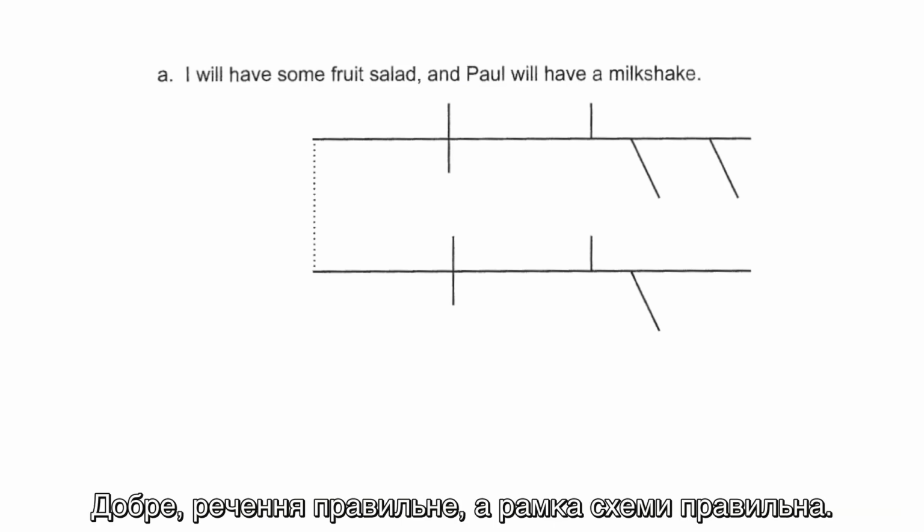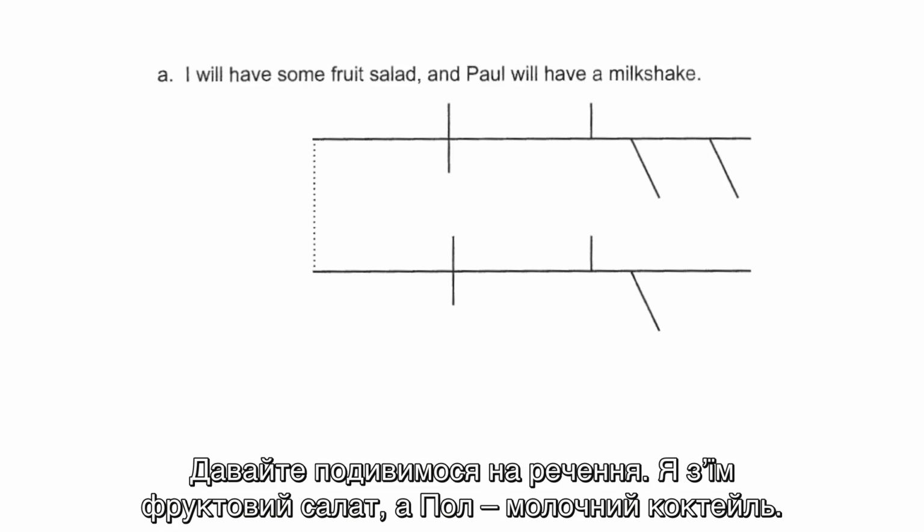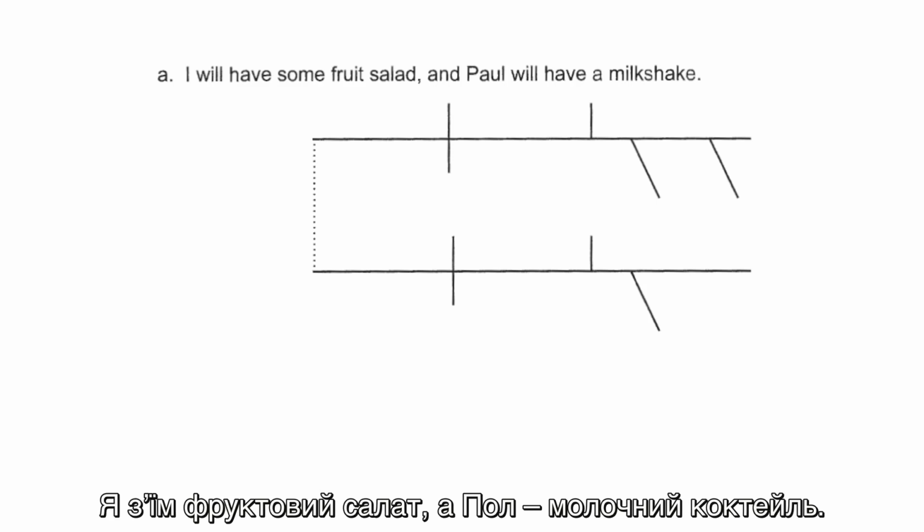Okay, the sentence is correct and the diagram frame is correct. Let's take a look at the sentence. I will have some fruit salad and Paul will have a milkshake.